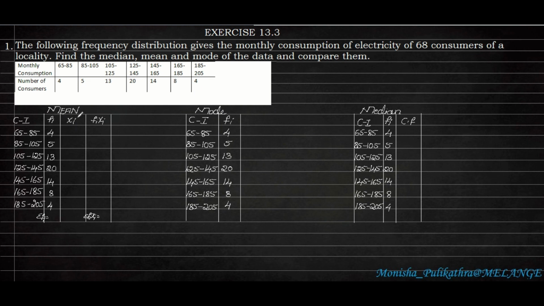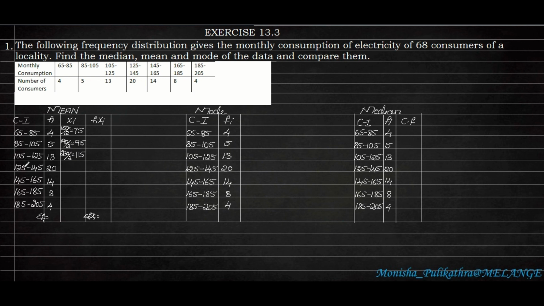So we know that in order to find out the midpoint, we need to add the lower and the upper limits. Afterwards, we have to divide it throughout by 2. Here 65 plus 85 will become 150. So 150 divided by 2 is equal to 75. Next here 85 plus 105 is 190. 190 divided by 2 is 95. So next 105 plus 125 is 230. 230 divided by 2 is equal to 115.